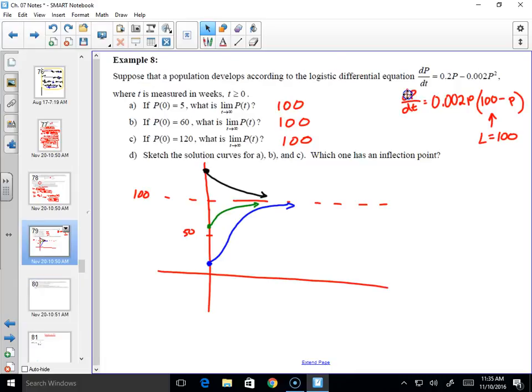Wait, it asks about the inflection point. If you start above 100, that means you have more than the capacity, so everything's dying off or whatever it is. Yes. So can you actually have 101 bears? Yes.